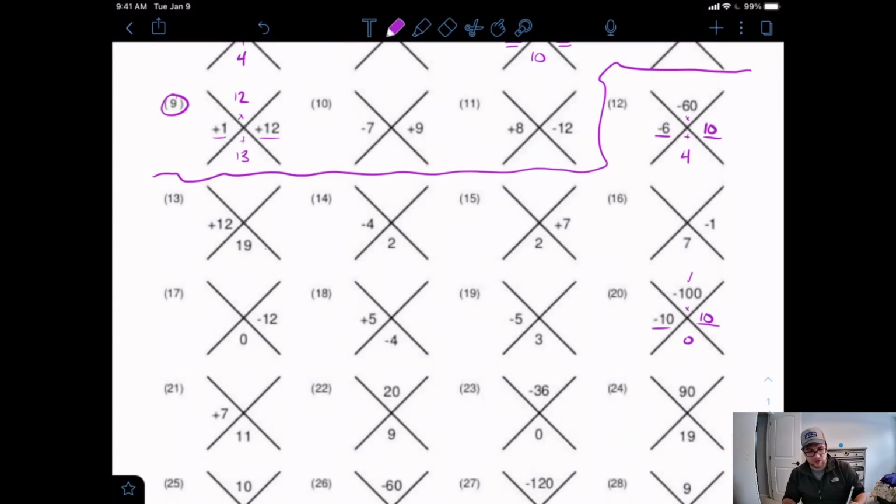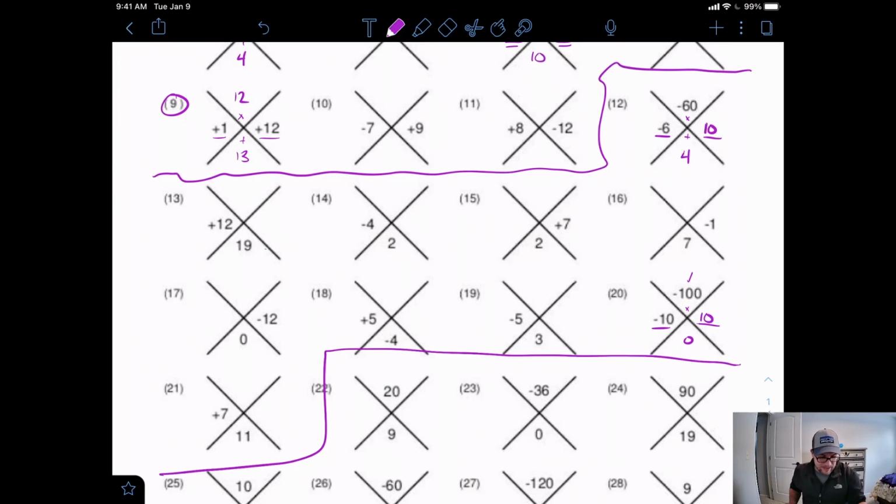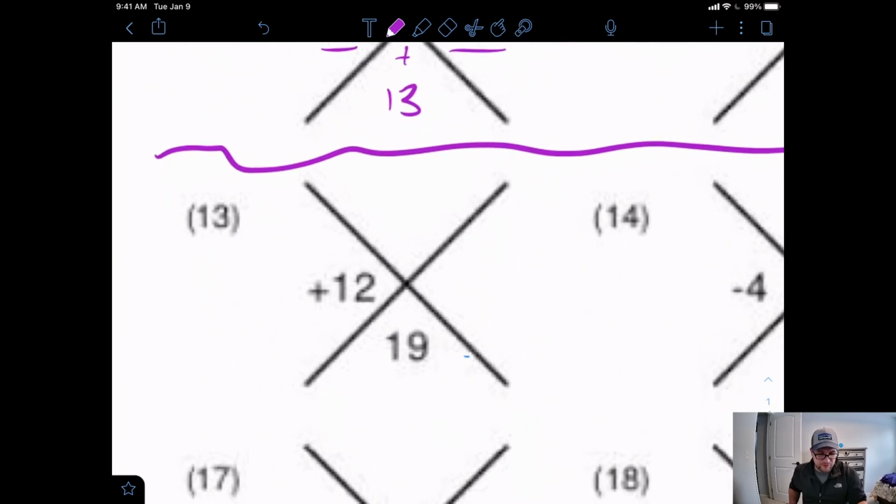Now, those aren't the hardest ones I have yet. We still have a couple more medium difficulty ones that I want to work with you. So let's look at problem number 13. Now, problem number 13 is kind of unique because, again, we don't know what one of the side numbers is. But we do know what number they both add up to. So 12 plus what equals 19?